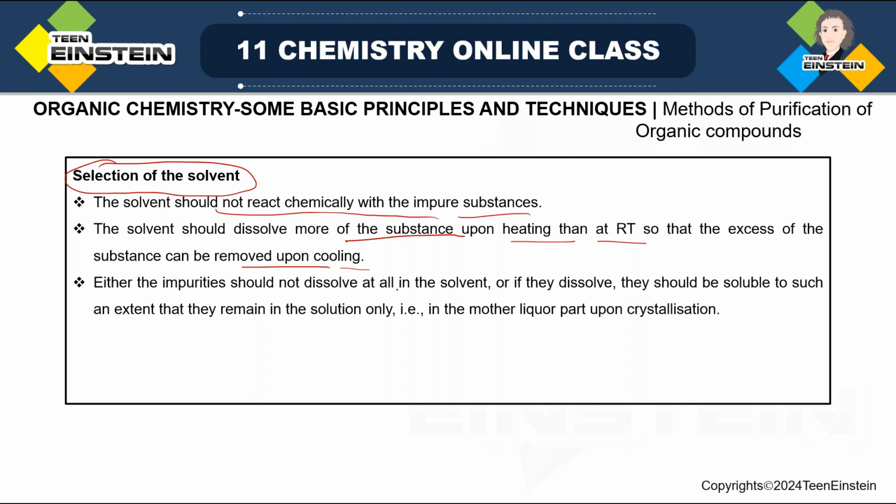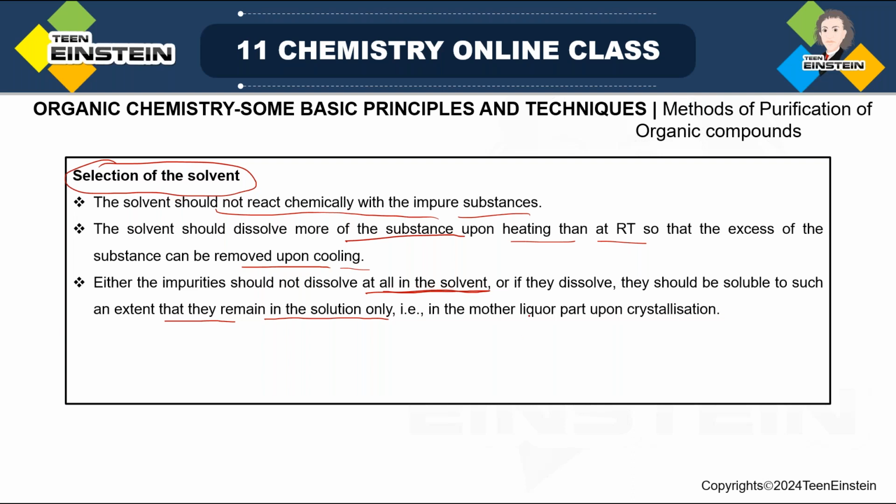Either the impurities should not dissolve at all in the solvent, that is one condition, or if they dissolve, they should be soluble to such an extent that they remain in the solution only. So for impurities, two things may happen. Suppose the impurities that you want to remove are not at all soluble in the solvent. Then, just before crystallization, you can do the filtration to remove the impurity as solid.